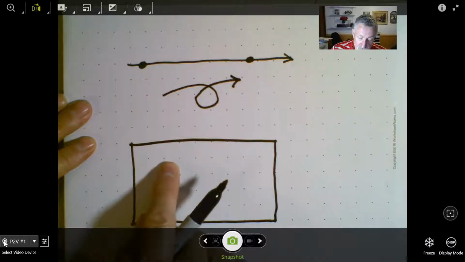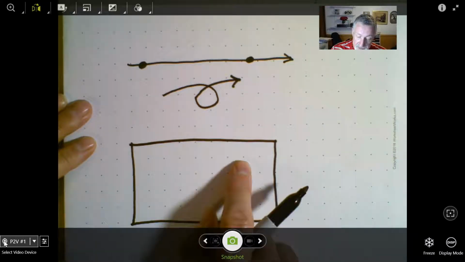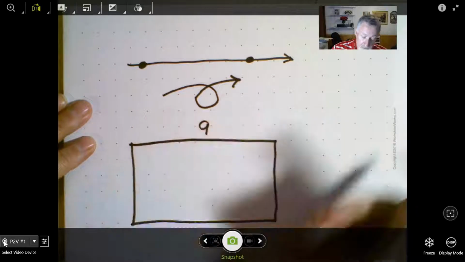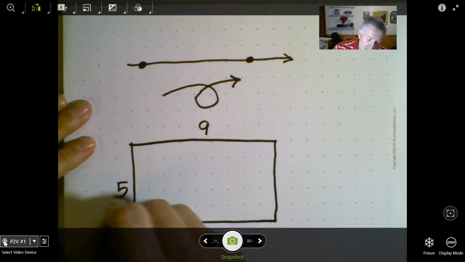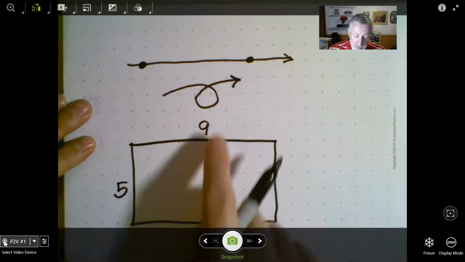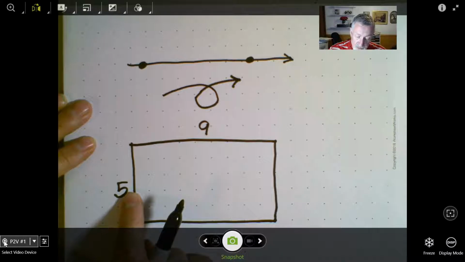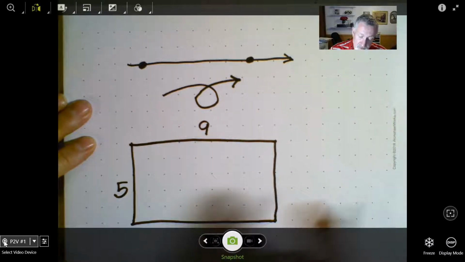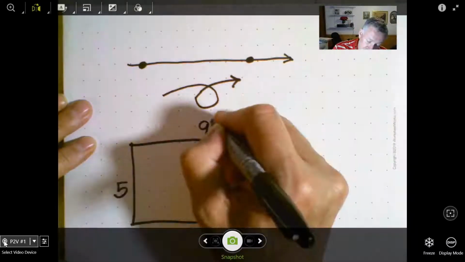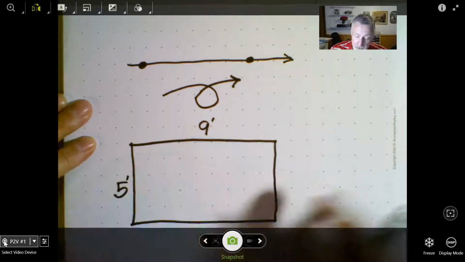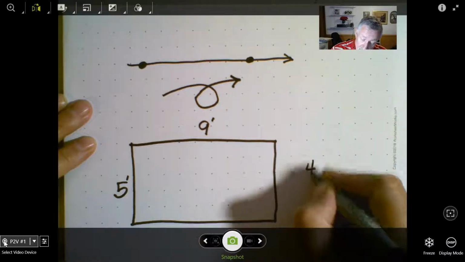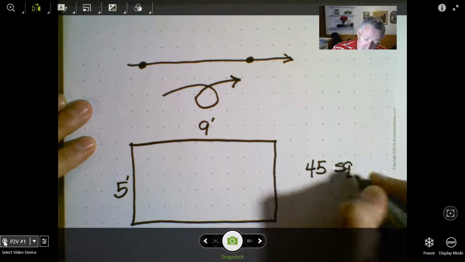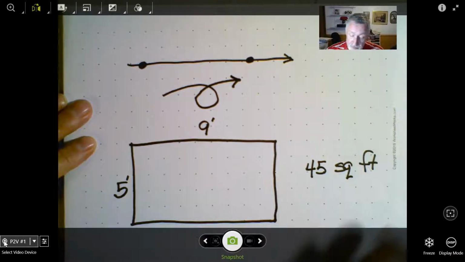It is 1, 2, 3, 4, 5, 6, 7, 8, 9 by 1, 2, 3, 4, 5 units tall. And so we would say that the surface area of that, and let's make that feet, the area of that tabletop, it's a big table, is 45 square feet.